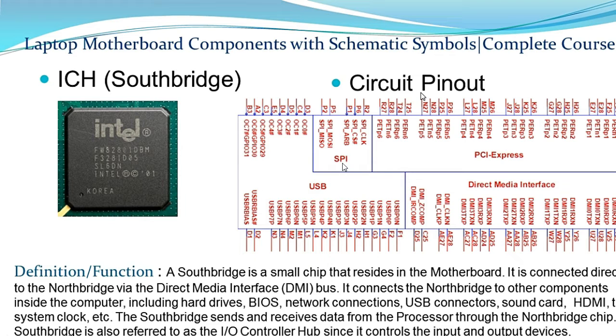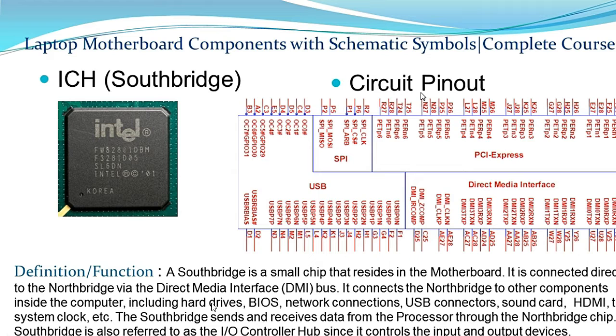As you can see here, USB ports, SPI, this is the BIOS, direct media interface. This is the bus that connects this chipset to the north bridge, or the PCI Express, etc. So let's see the definition first and then go ahead and analyze this circuit. So a south bridge is a small chip that resides in the motherboard. It is connected directly to the north bridge via the DMI, direct media interface bus. It connects the north bridge to other components inside the computer, including hard drives.